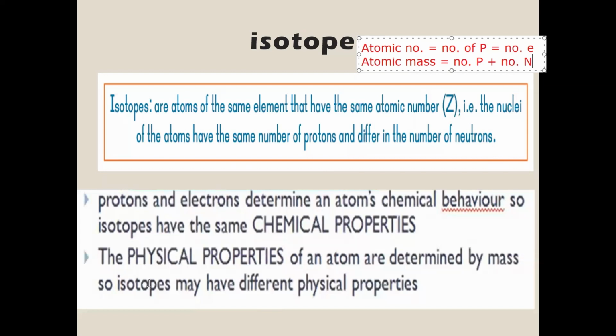So isotopes of the same atom have similar chemical properties because they have the same number of protons and the same number of electrons, but they are different in the number of neutrons. So the total mass number of the nucleus will be different, and this will decide the physical properties of the atom. So isotopes of the same atom have different physical properties.